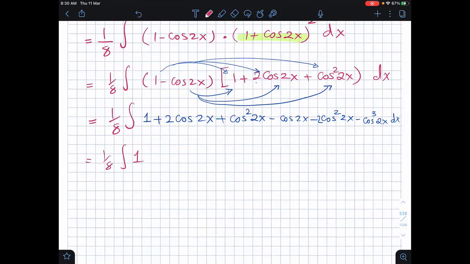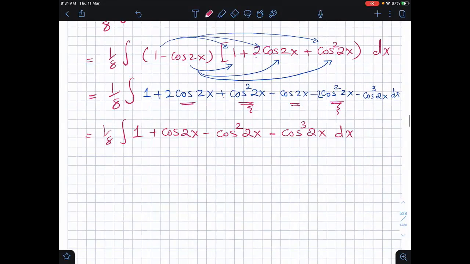Leave the 1. And plus we have cosine 2x. Then cosine squared x minus 2 cosine squared x is going to be minus cosine squared x. Minus cosine squared 2x, and then minus cosine cubed 2x dx.